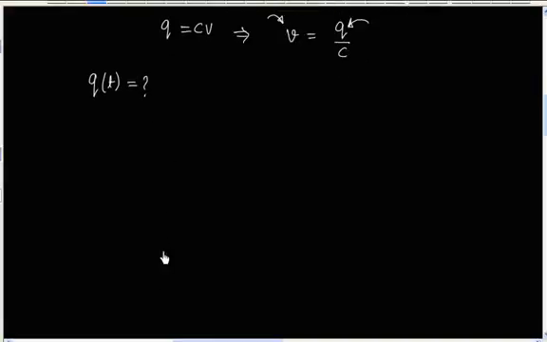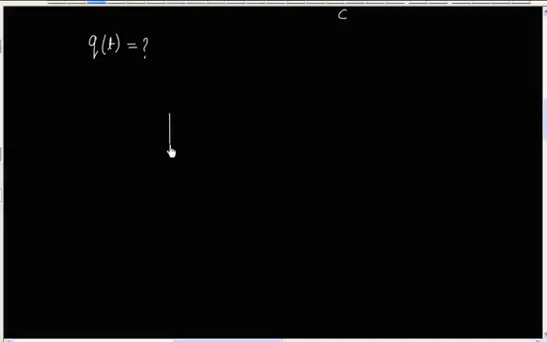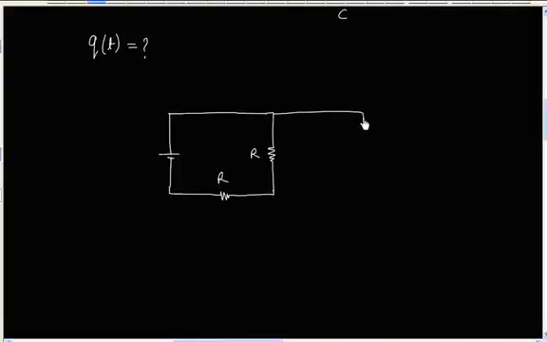Let us redraw the circuit. We have two resistors, resistance is R, and we have a capacitor, capacitance is C, and battery EMF is ξ.